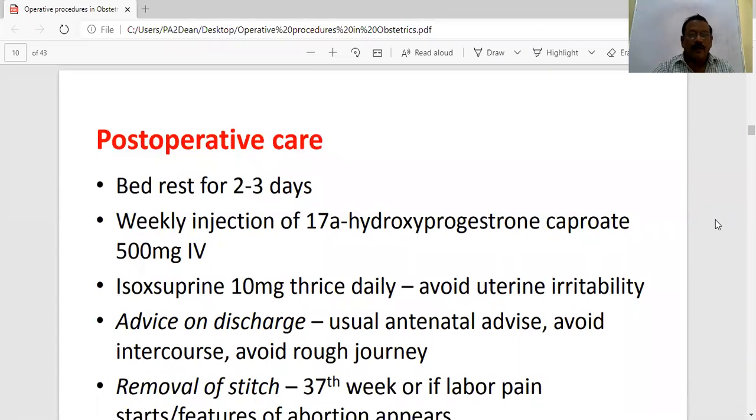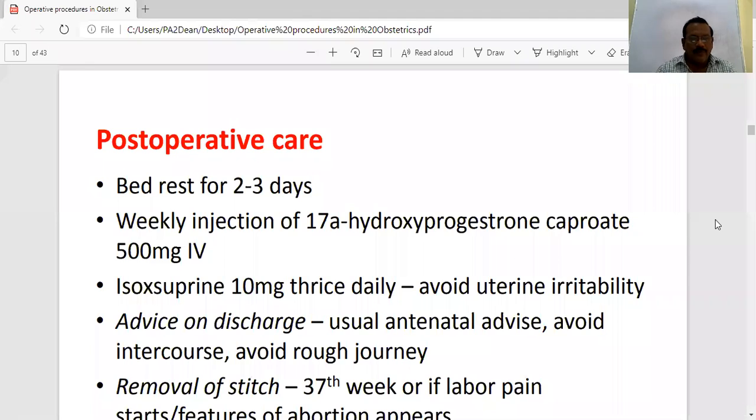The postoperative care after the cerclage operation: bed rest for 2 to 3 days, and a weekly injection of 17 alpha hydroxyprogesterone caproate, 500 milligrams every week. That is called Proluton Depot. It is available in 250 milligrams and 500 milligrams. We can give it either intramuscularly or IV, but mostly we prefer intramuscular. Then isoxsuprine, that is Duvadilan, 10 milligram tablet thrice daily.